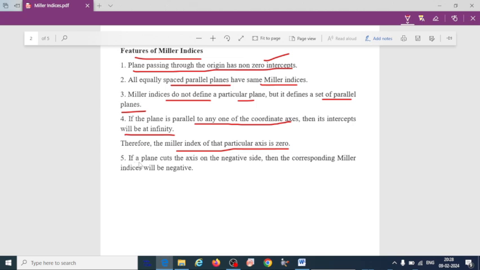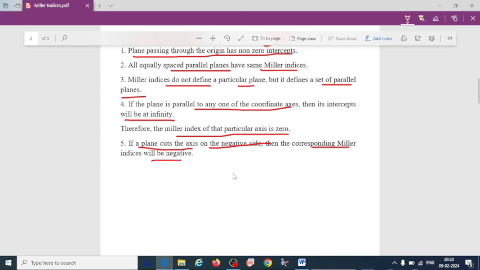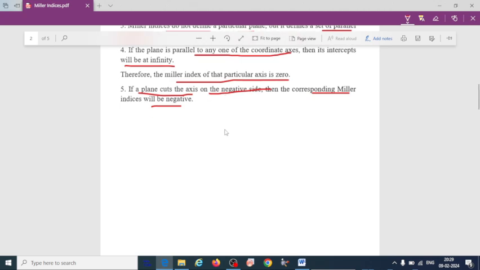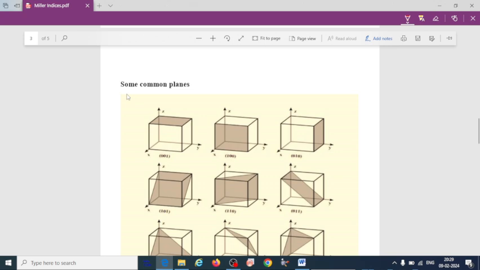Then if a plane cuts the axis on the negative side, then the corresponding Miller indices will be negative. So we can also have negative Miller indices once the plane cuts the negative axis. Here are some common planes, and you can see how we can write the Miller indices for the given plane. In this first figure, we have the Miller indices 0 0 1.